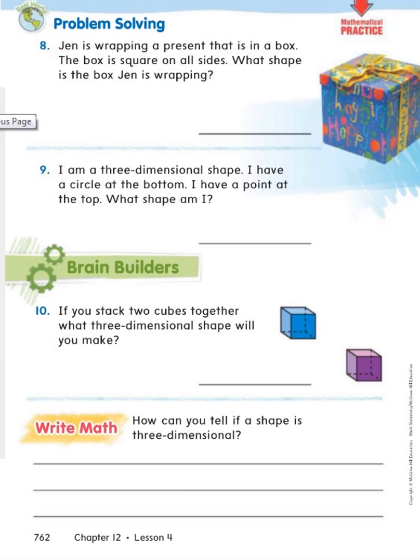Number 9. I am a three-dimensional shape. I have a circle at the bottom. I have a point at the top. What shape am I?